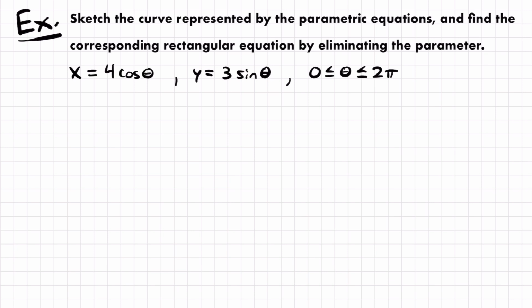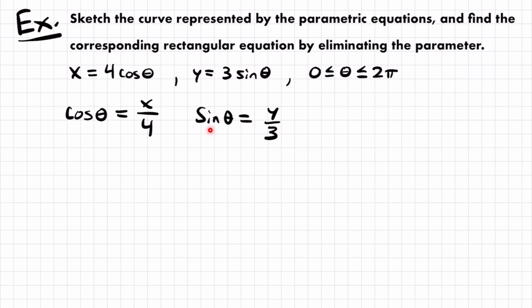Let me show you what I mean. If we divide both sides of this equation by 4, then we will isolate cosine of theta, so we'll have cosine theta is equal to x divided by 4. Now, if we do the same thing for this equation, but divide both sides by 3, we will have that sine theta is equal to y divided by 3. And this is what you want to get.